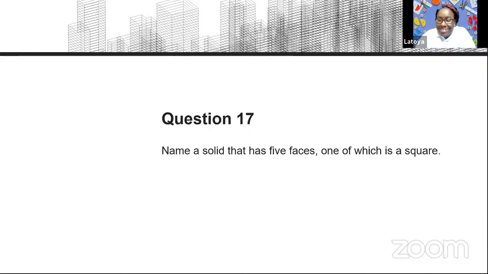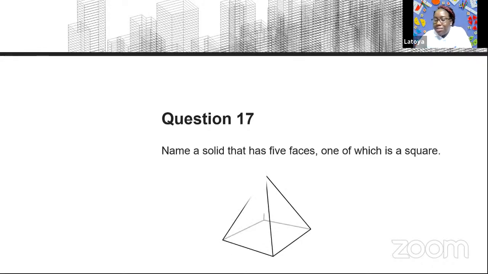Name a solid that has 5 faces, one of which is a square. So the answer to this question, going once, going twice, is going to be a square-based pyramid. It has 5 faces, one of which is a square. No, it can't be a cuboid. How many faces do we have in a cuboid?